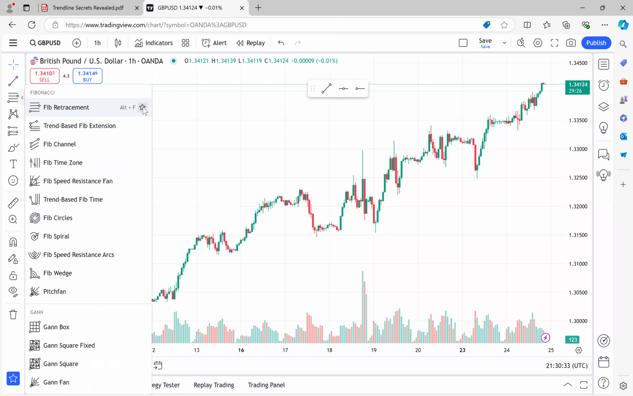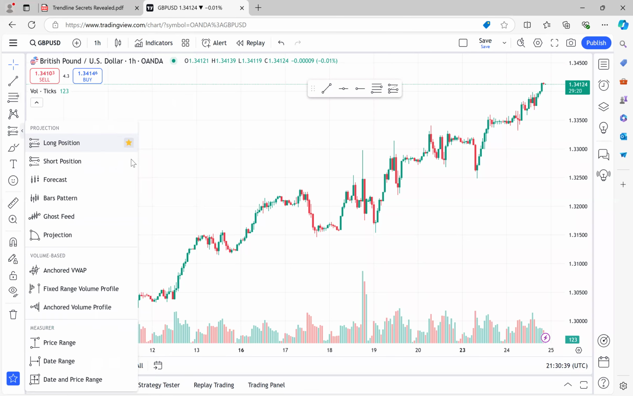You're going to come to the next section and see Fibonacci retracement. You're going to favorite it too. You're going to come down and see your long position and your short position. The long position is used to set your stop loss and take profits if you want to enter a buy trade. It goes for the short position too, so it's the opposite of what you're doing with the long position.